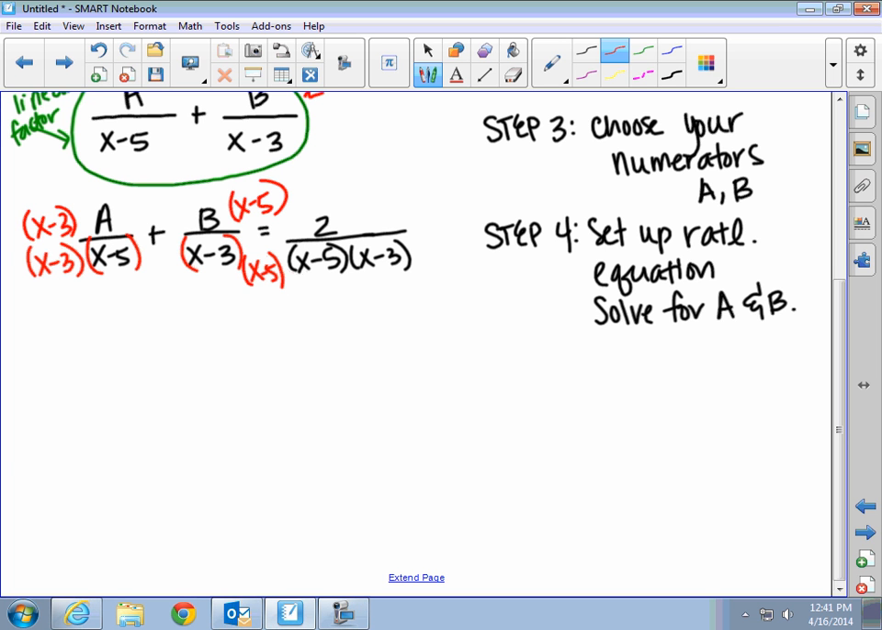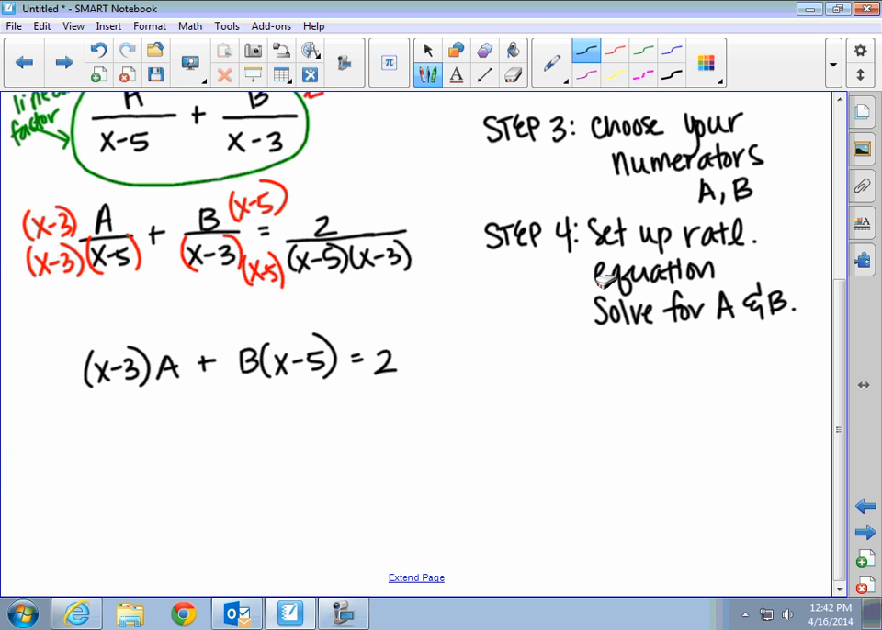Okay, now here's the trick. If all of your denominators are the same, you don't have to worry about them at all. You can get rid of them and just focus on the numerator. So write down x minus 3 times a plus b times x minus 5 equals 2. There's 2 ways to solve this. I'm going to show you both ways today. The first way I'm going to show you is longer. I think you'll like the second way better, but this one kind of makes more sense to me.